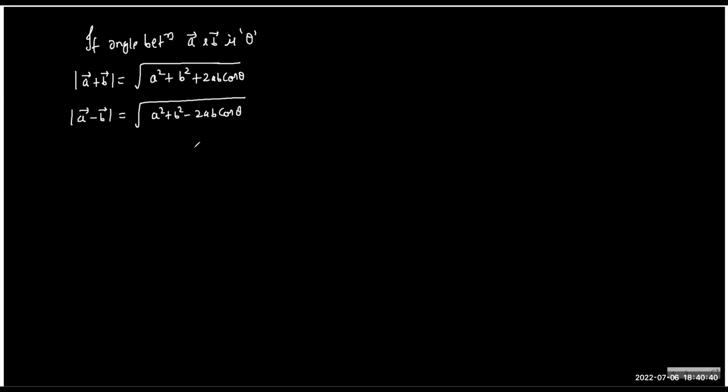And why are we writing like this? Because the theta belongs to A and B. And what we need is the angle between A and minus B, which turns out to be pi minus theta. And so the formula changes.